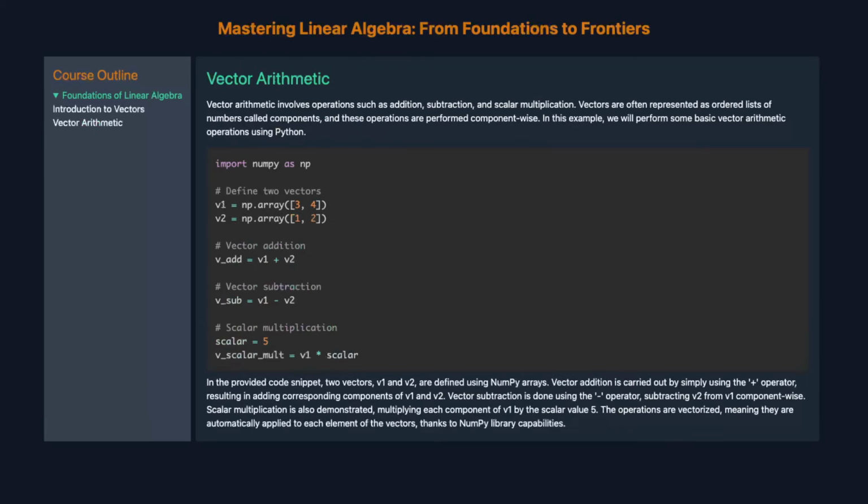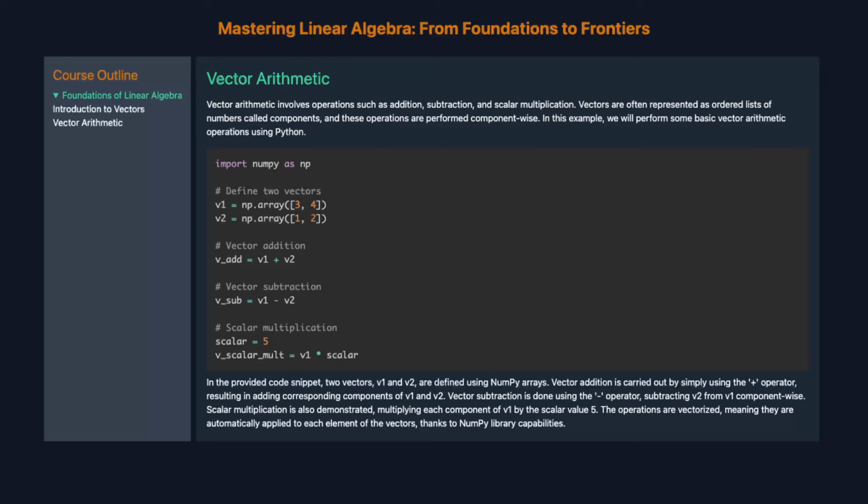Vector arithmetic. Vector arithmetic involves operations such as addition, subtraction, and scalar multiplication. Vectors are often represented as ordered lists of numbers called components, and these operations are performed component-wise. In this example, we will perform some basic vector arithmetic operations using Python.